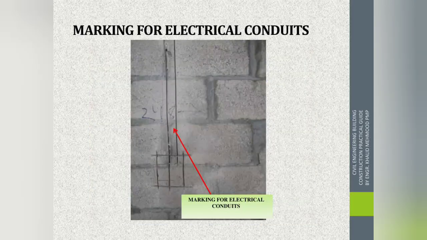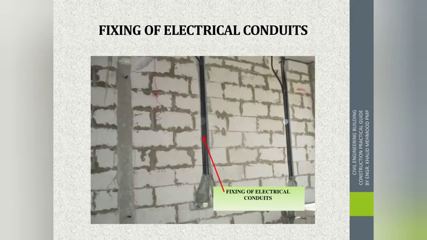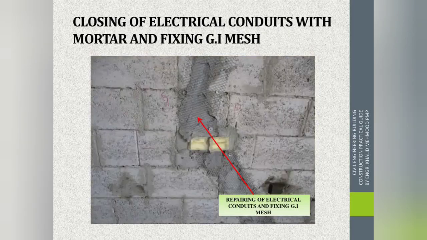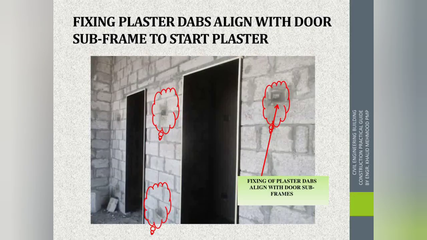We have electrical conduits in the walls. So in the walls we will do the marking where we have the electrical conduits and sockets. We'll do a little grinding and chipping. Just keep in mind we should not damage the block work. We'll fix the PVC pipe and electrical sockets, and after fixing we will cover with mortar. After repairing with the mortar, we have to fix a GI mesh over the repair. If we do not fix the GI mesh on the repair, it might crack in these areas.